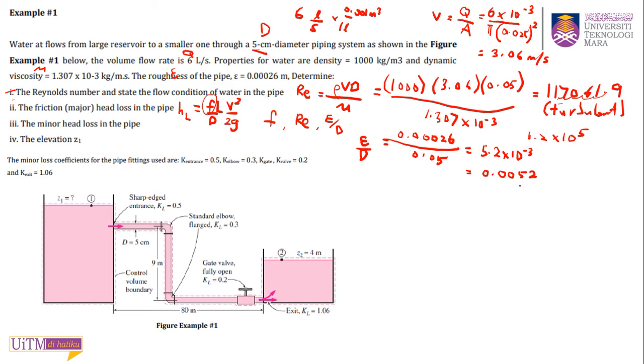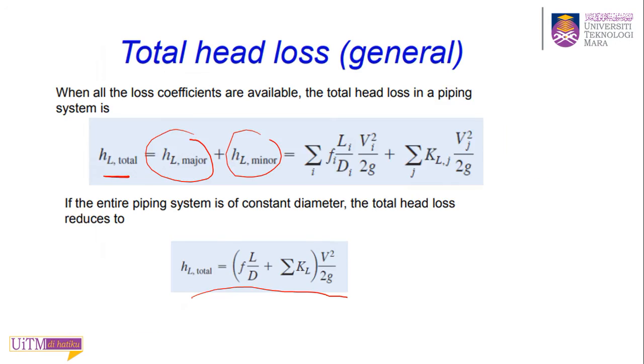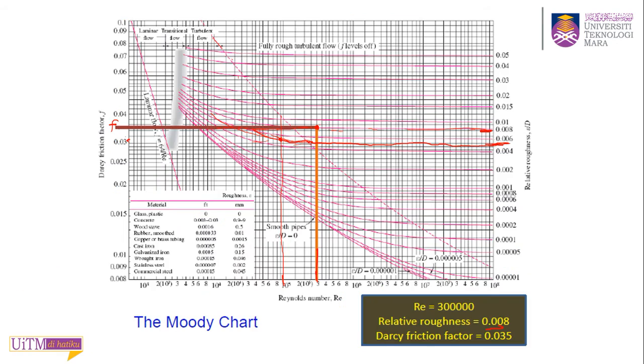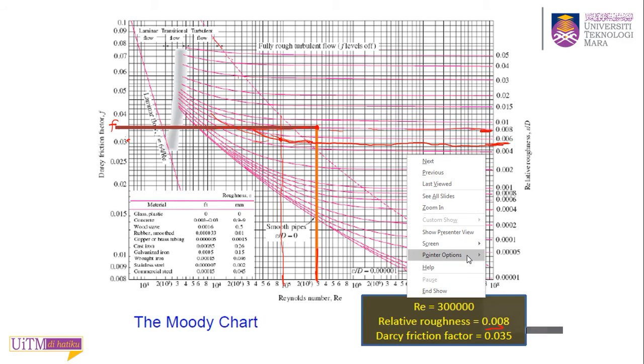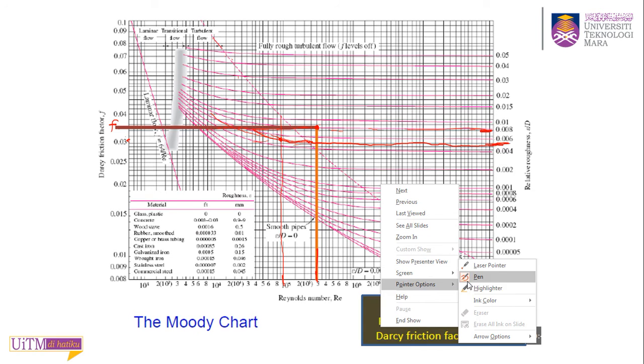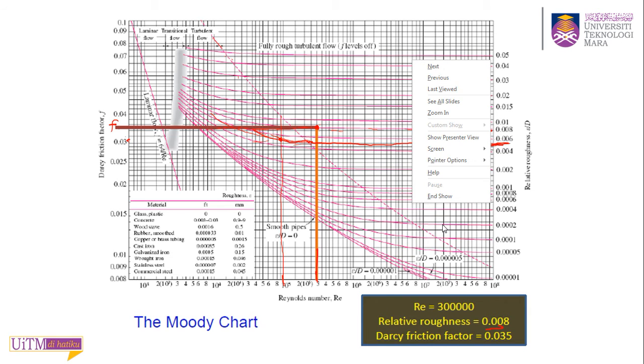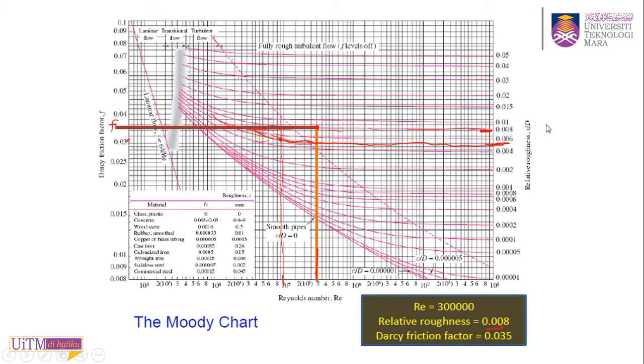So to get your F, you need to refer to your Moody chart. Here we can show a bit from your Moody chart. Okay, let me delete first.